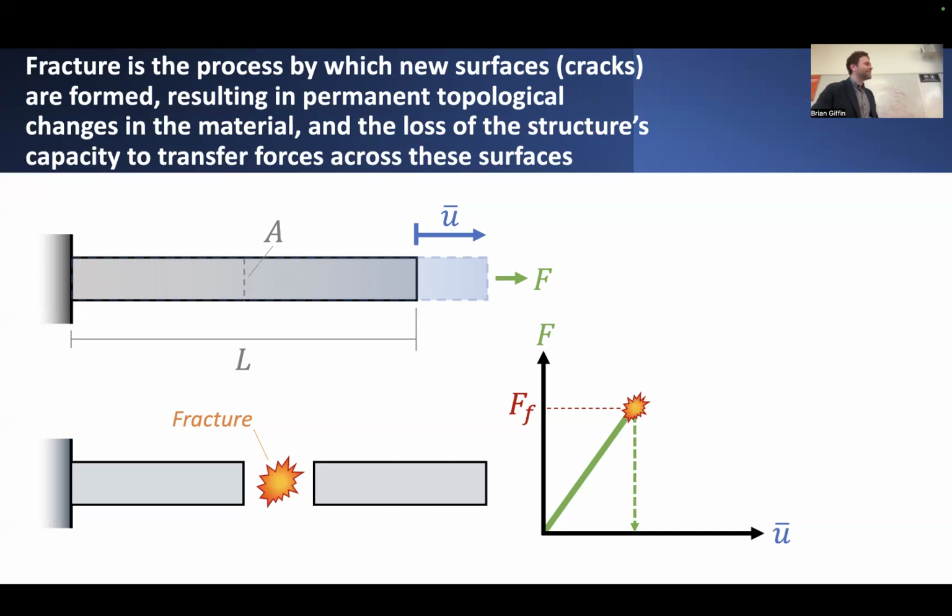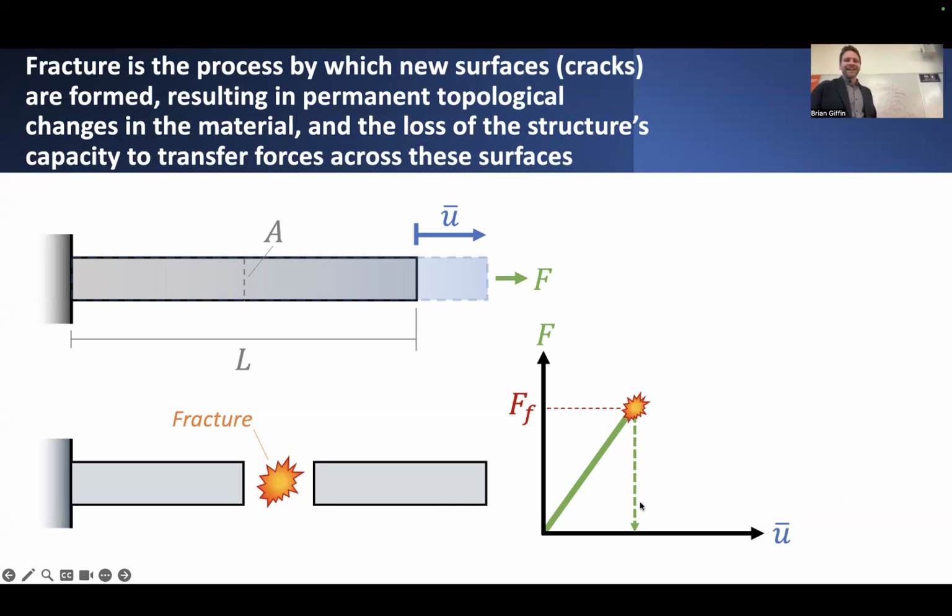So that's what we'll see. There's some internal strain energy contained underneath this curve that was originally stored in this bar when we stretched it out. But when it got to this critical loading value, let's call that F sub F, the critical load at failure, at that load we drop down to zero force.